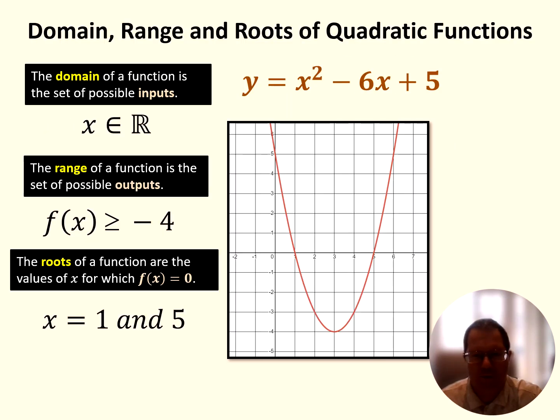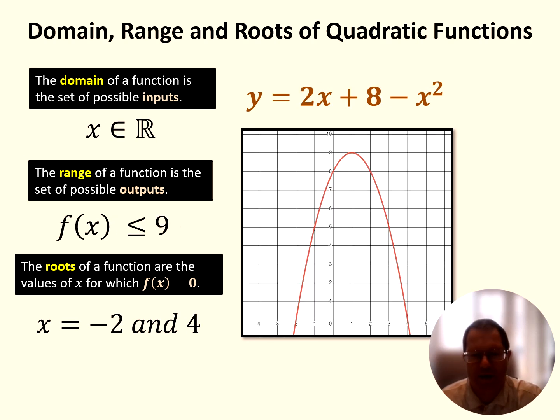So we're going to look at a few more examples. The domain of all our quadratic functions will always be x ∈ ℝ. In this example, y equals x squared minus 6x plus 5. It has a minimum point. It's a positive quadratic. The minimum value of y is -4, so f of x is greater or equal to -4, and it crosses the x-axis at 1 and 5, so those are the roots.